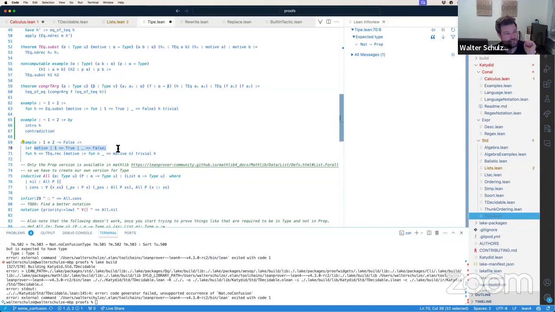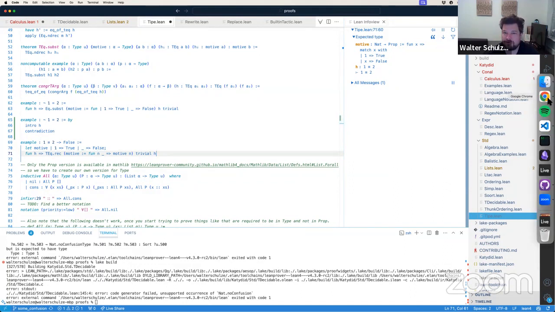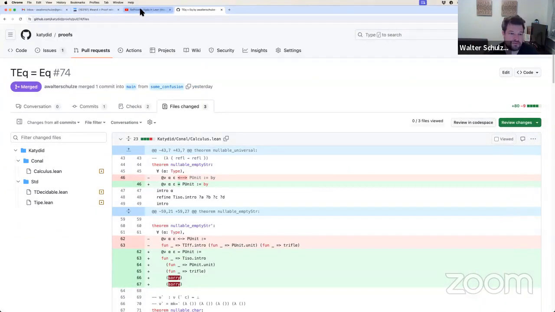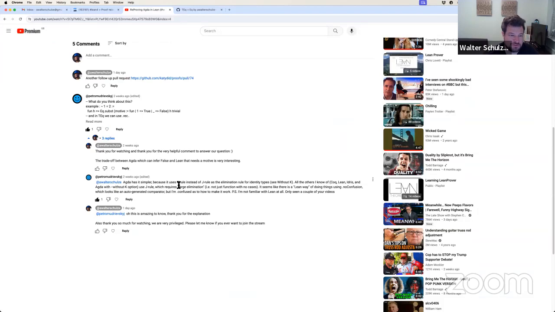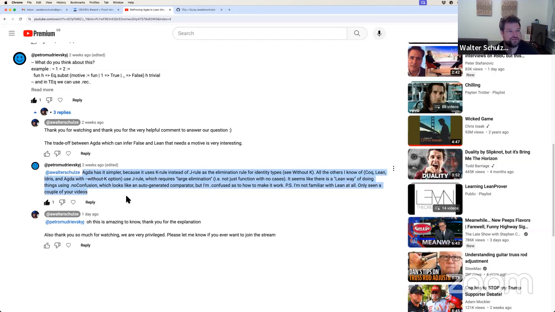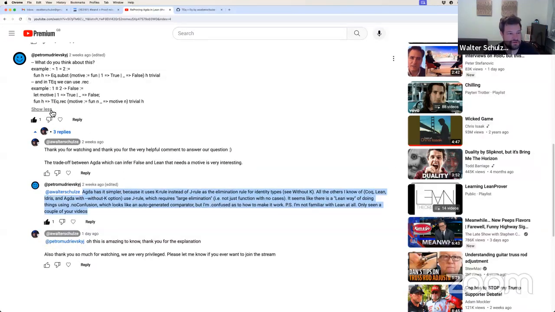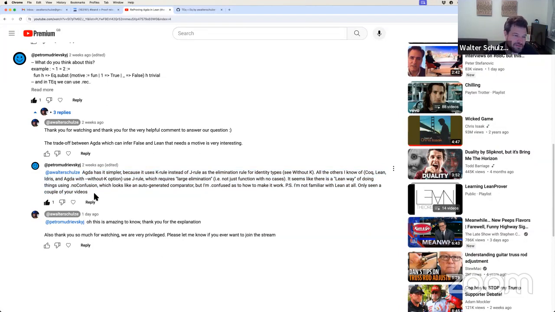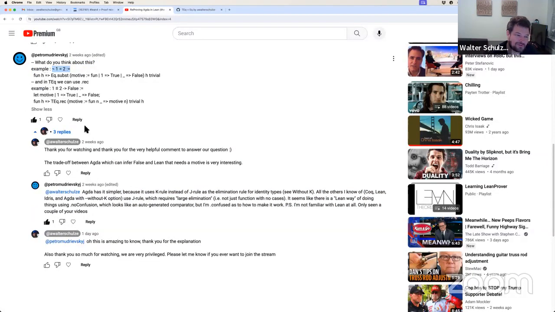It's still pretty annoying to write a motive, in my opinion. In Agda, this is very simple, where it's all just inferred by the type checker because of how it does elimination. And so here's Petro's comment. I don't know if we can read this, but he provides the code, which I copied, and it works perfectly, which is pretty impressive to copy from YouTube, with all these Unicode things.